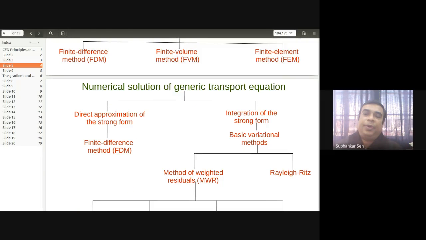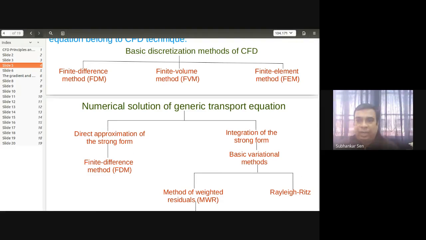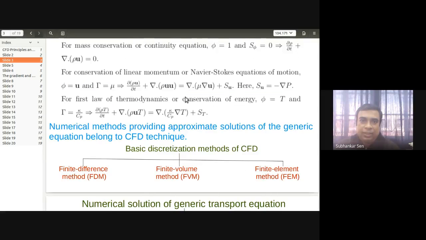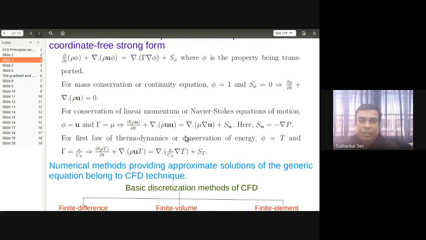So when you write FDM, FVM or FEM, there are two basic approaches for handling the governing equation. This governing equation, the original equation in the exact format, is known as the strong form of the governing equation. So this original PDE is known as the strong form of the PDE.